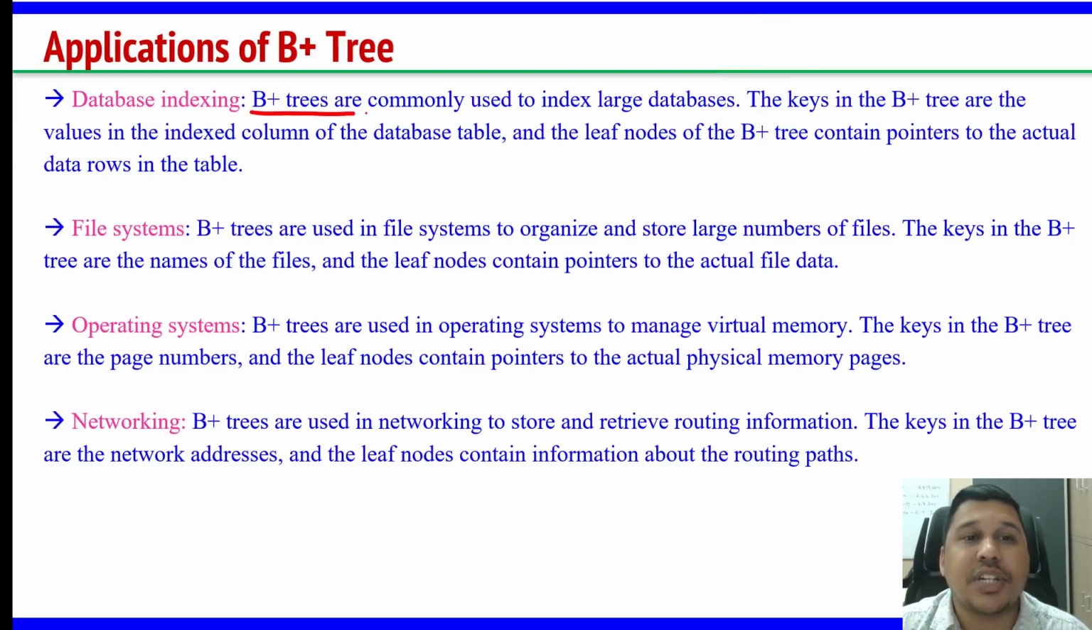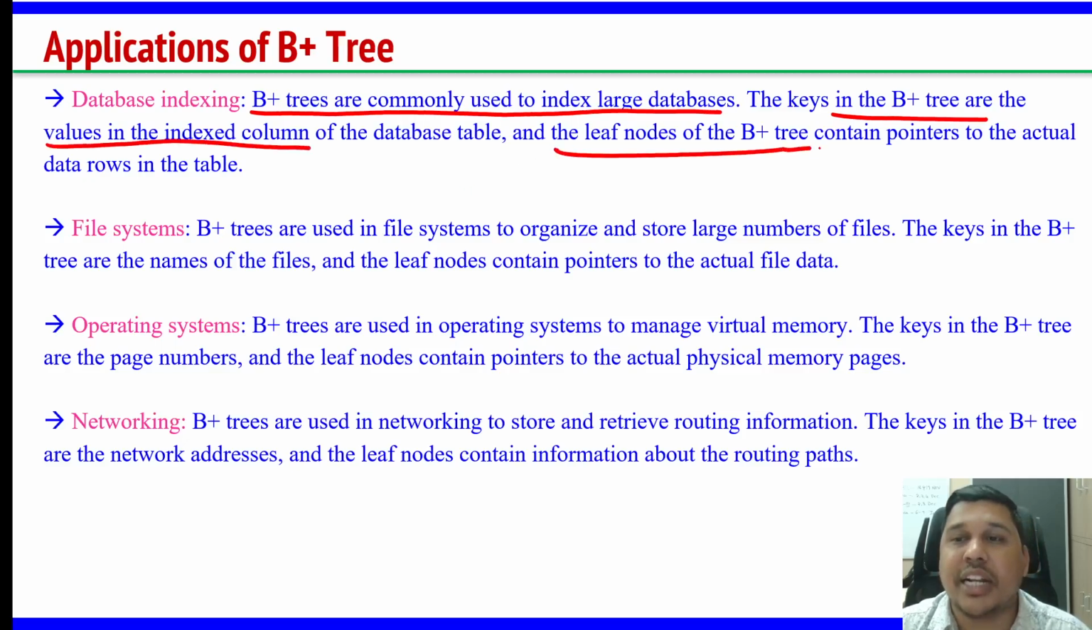So, B plus trees are commonly used to index large databases. The keys in the B plus tree are the values in the indexed column. The leaf nodes of the B plus tree contain pointers to the actual data rows of the table. Meaning, I will explain this point.